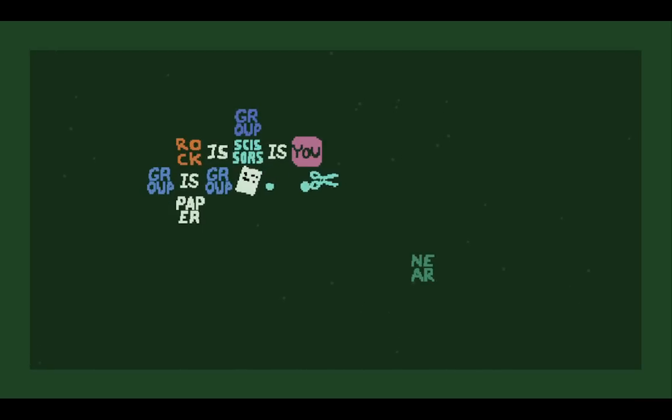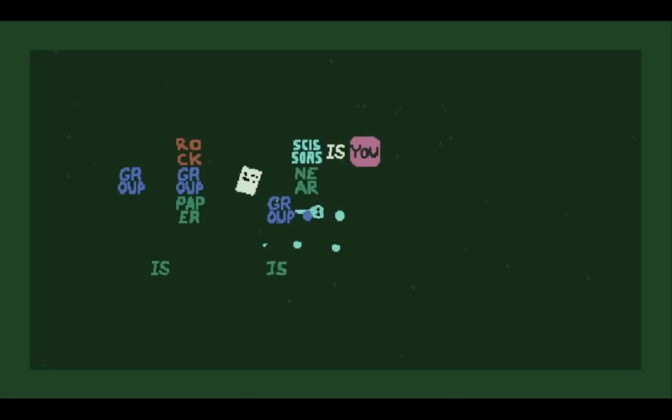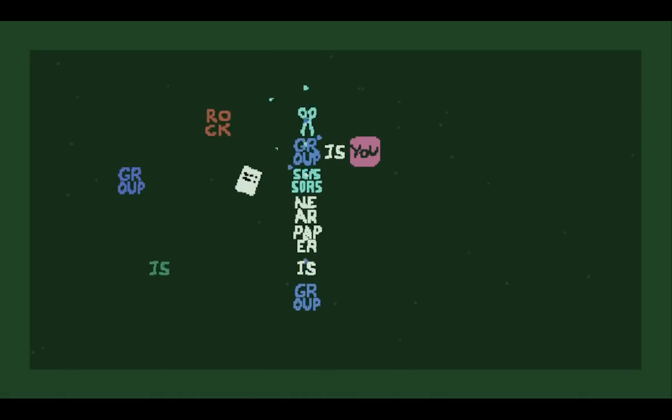Hopefully this is enough for the near to come into play now. So it should be the same as the on level, kind of. It's just duplication nonsense for most of the level. Now, I gotta be careful not to accidentally solve the level. Like, I don't know, this is probably part of it where scissors near paper is group. And I don't know, group is you maybe?